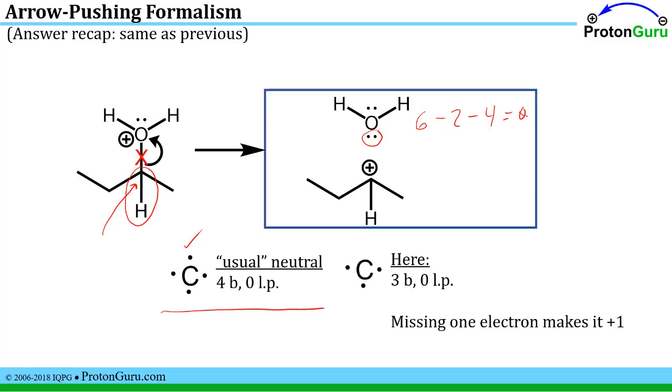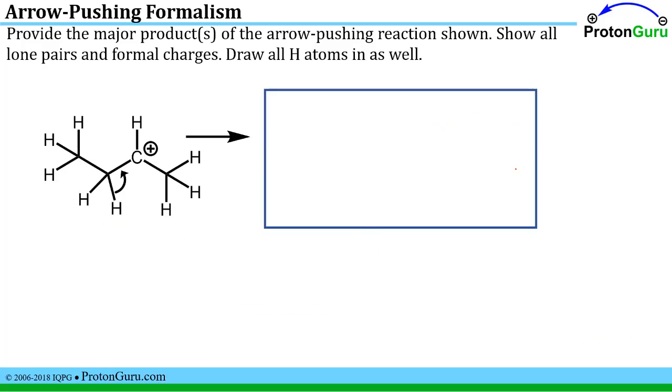But for the carbon, you see that there are only 3 bonds to the carbon. Carbon with 3 bonds and no lone pairs is missing that 4th electron. So missing 1 electron makes it +1. You can also solve it by saying the valence of carbon is 4. Take away the 3 bonds, take away no non-bonding electrons, there aren't any lone pairs, you get a +1 formal charge for that carbon. Now let's apply the same procedure to another problem.